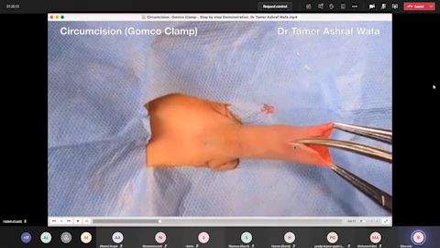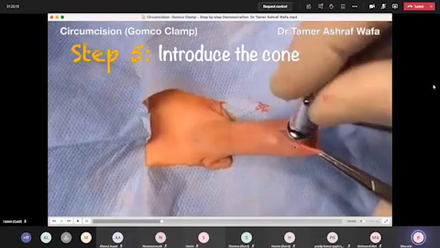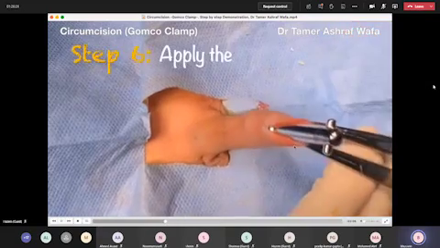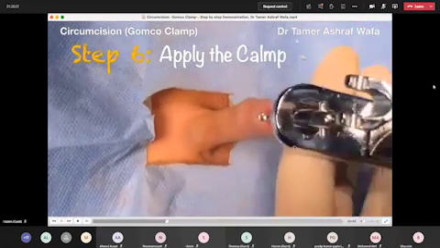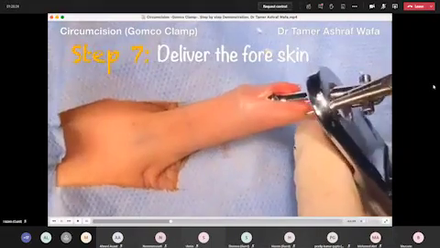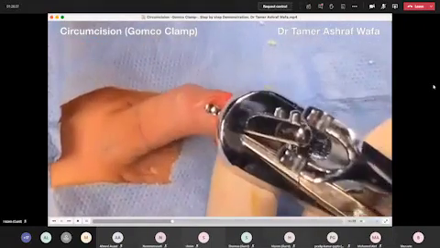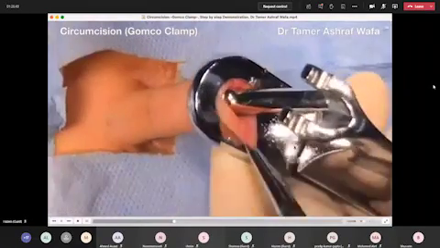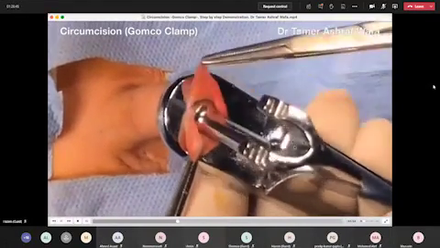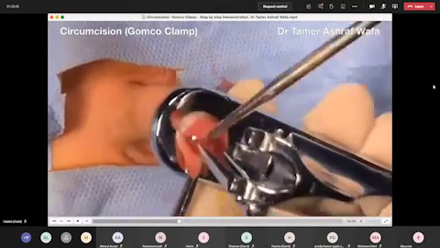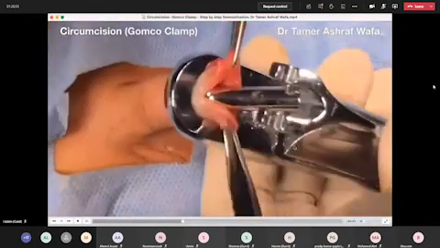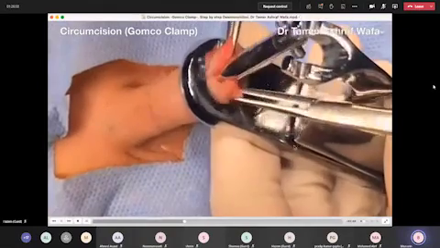This is the method that is also used in dissection. If you want to remove it by dissection, you can do the same thing, but this is the method that is used, that is the GOMCO. Okay, the GOMCO forceps or the GOMCO clamp, I mean.